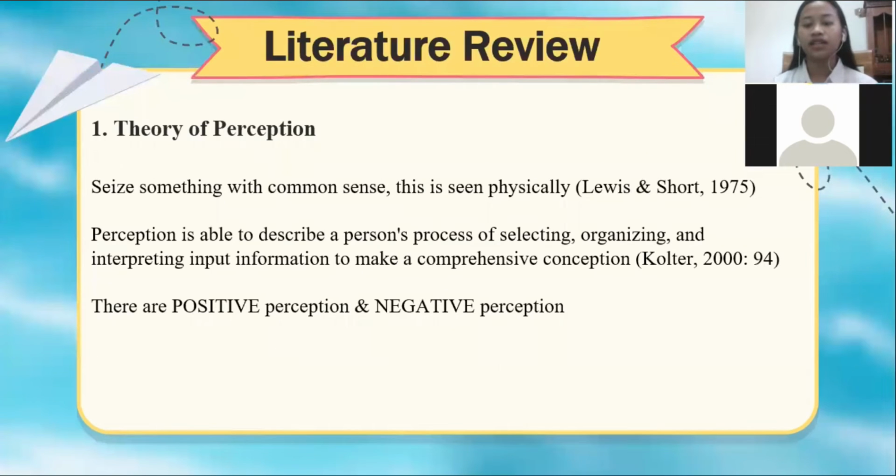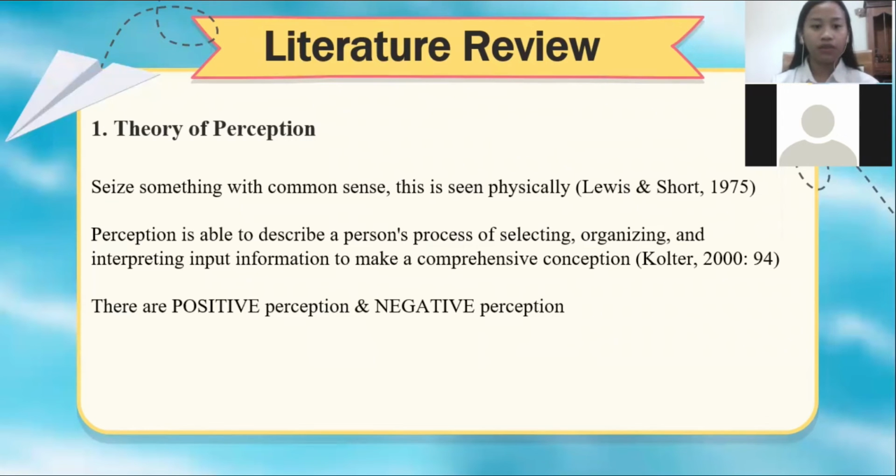Perception is able to describe a process of selecting, organizing, and interpreting. According to Coulter, perception is able to input information to make a comprehensive conception. In this study, the object that will be given perception is the use of the flipped classroom model. Perception is given on how the influence of the flipped classroom model on student speaking skill. So in using the flipped classroom model, the teacher can give two perceptions, right?